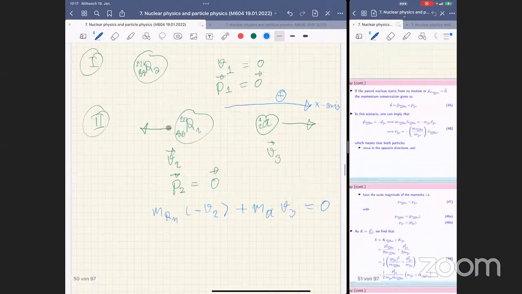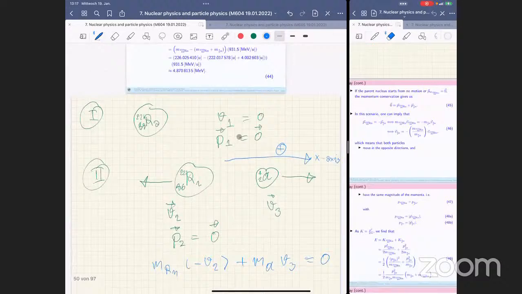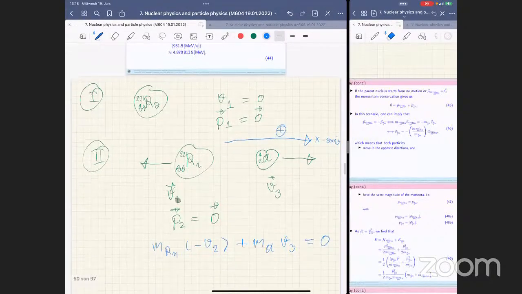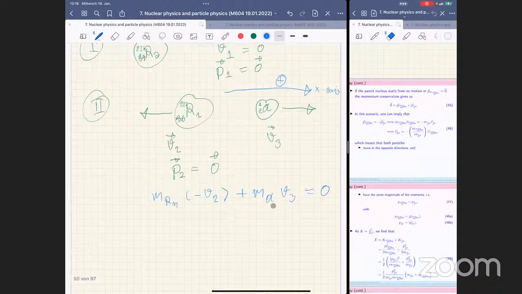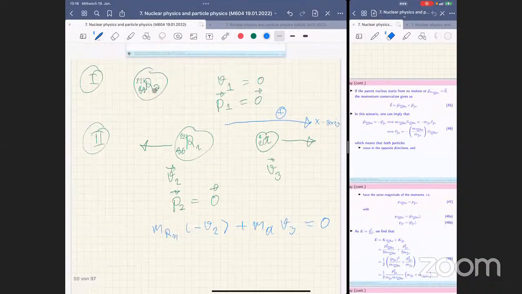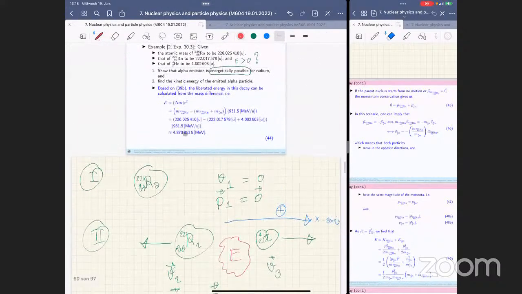Anyway, we have a relation between momentum at the first stage and the second stage, the first scenario and the second scenario after decomposition. We also need to find the relation between energy at the first state and the second state. Of course, at the beginning there is no kinetic energy at all. But at this stage we also have the energy E, which is what we got here. That's the liberated energy.